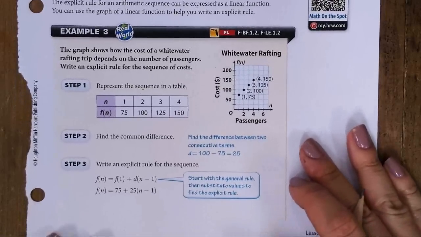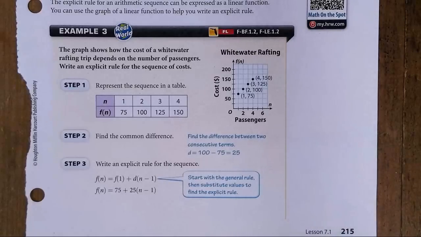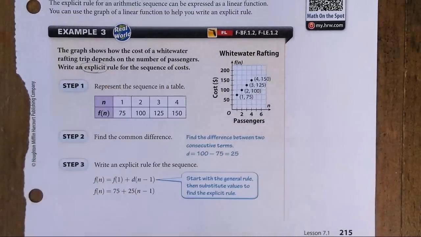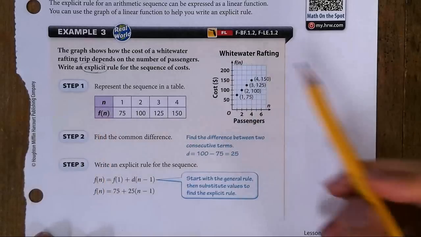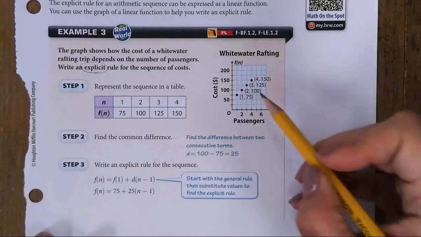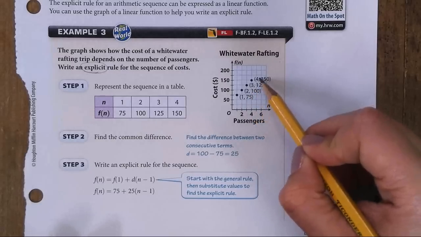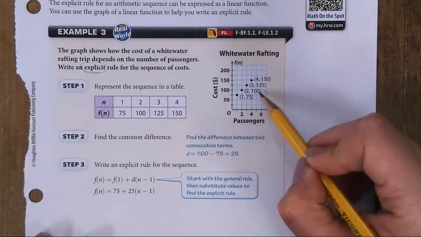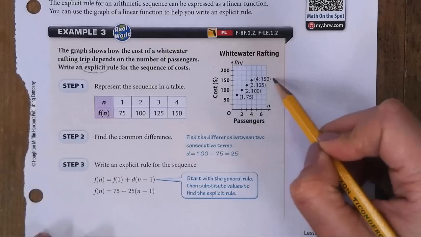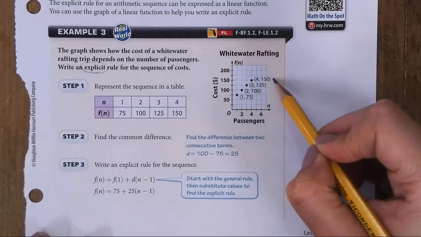Okay, so right here it says that the graph shows how the cost of a whitewater rafting trip depends on the number of passengers, and it's asking us to write an explicit rule for the sequence of costs. So first things first, we're going to look at our graph. We know that 1, 2, 3, and 4 are our x values. 75, 100, 125, and 150 are our y values.